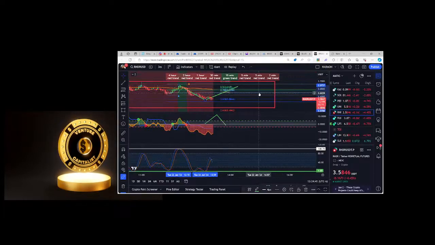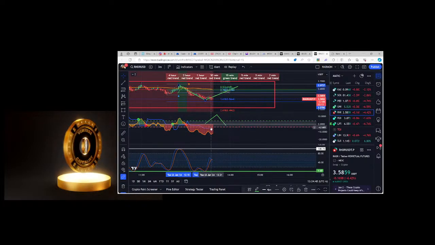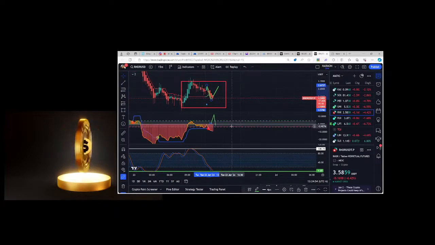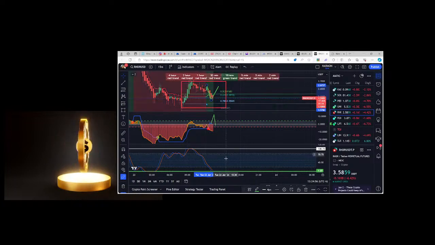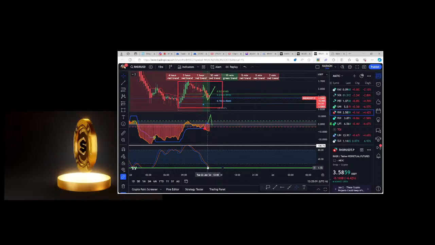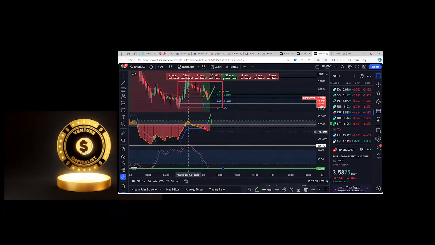Now we go to Render, taking a look at Render, same scenario. The only difference is look at Render's 3-minute volume. Look how low that is. That's not even close. Yes, that's way off, right? Now we look at the 15-minute. 15-minute is at the bottom, right? So we know that we're going to get some type of bounce here, which is what we're looking for.